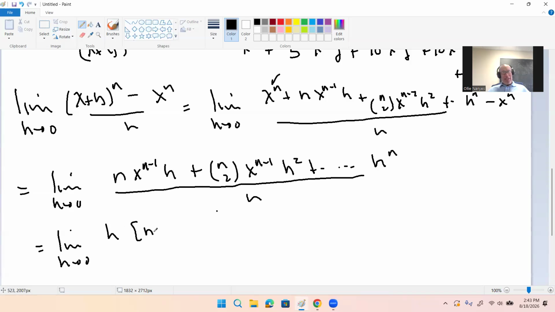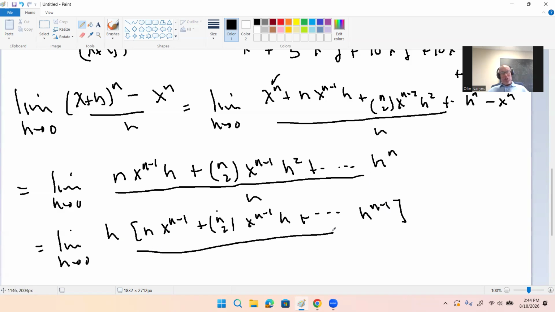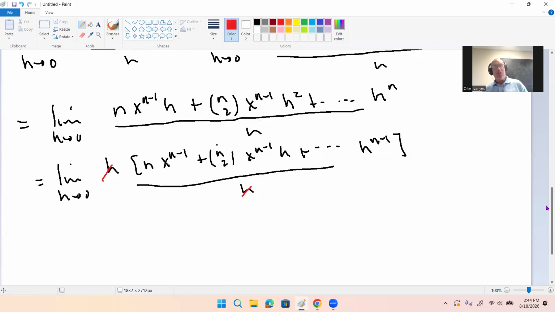The very first term I have is n x to the n minus 1, plus n choose 2, x to the n minus 2, h, plus a bunch of ellipses, h to the n minus 1. So I factored an h out of every one of these terms. And notice, this h and this h can multiplicatively cancel. So we've now divided the h out. And this is a key step here. This is going to be the limit as h goes to 0.